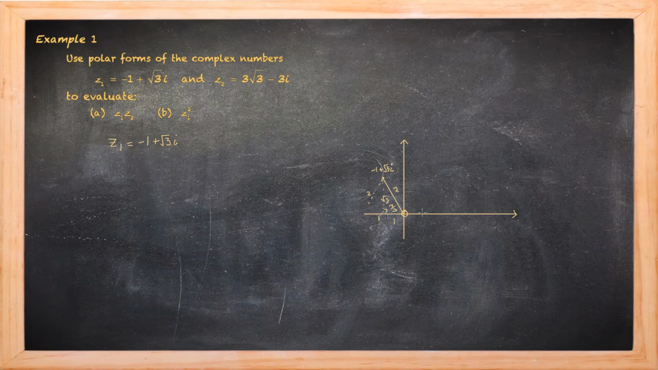Therefore, the principal value of the argument of negative 1 plus root 3 i will be 2 pi upon 3. These must add up to pi. So we've got this polar form. The modulus is 2, and cos 2 pi upon 3 plus i sine 2 pi upon 3.